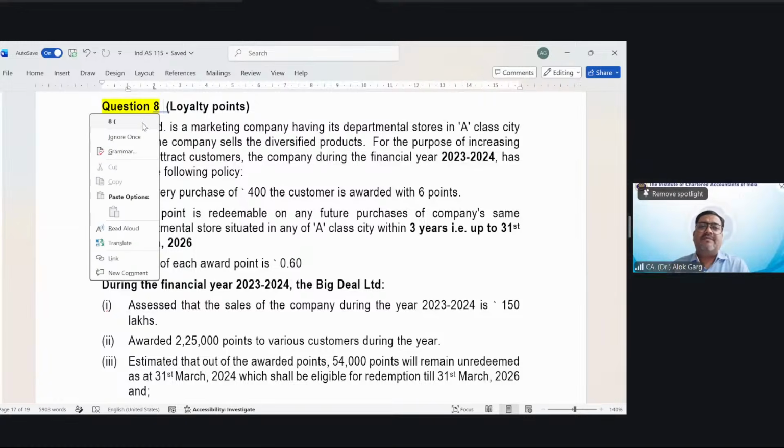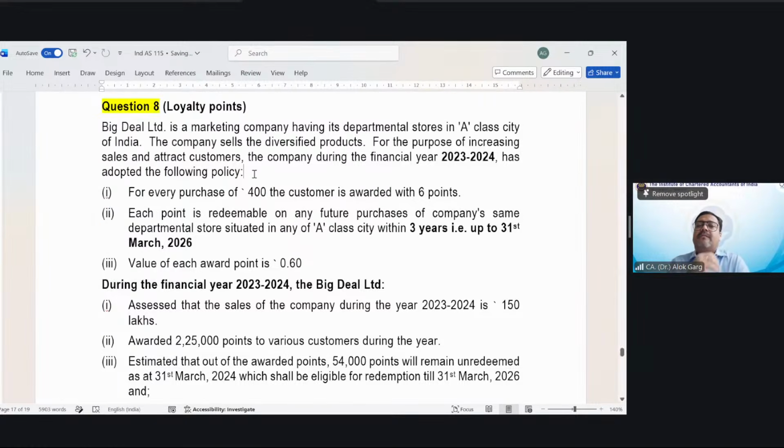So friends, if I talk about loyalty points, what are reward points? For example, you bought a ticket from Delhi to Mumbai from Indigo Airlines.